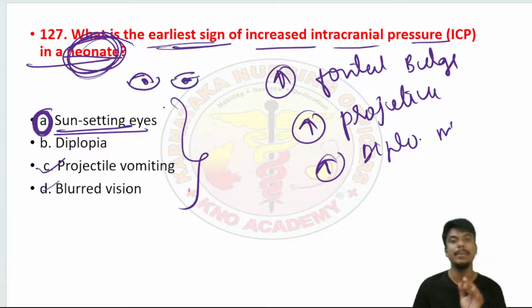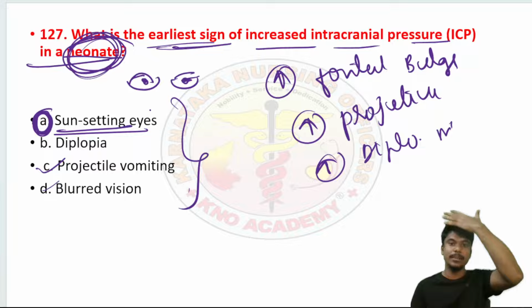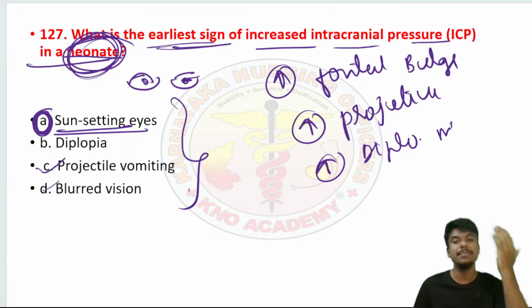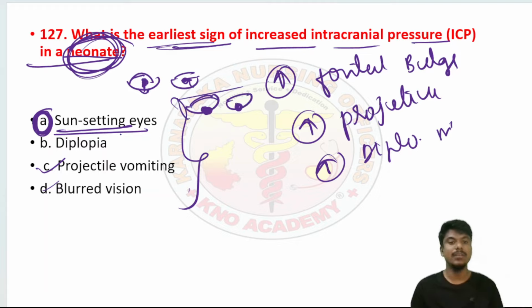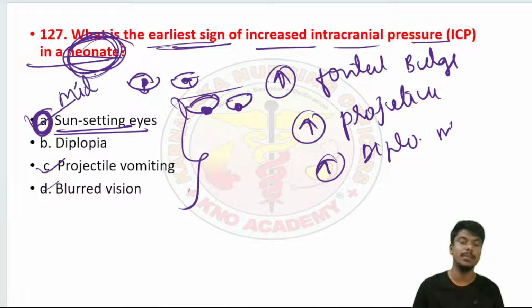In an infant, what will happen if there is compression of the midbrain? The eyelid will go up and the cornea will go down, and only the white part of the eye will be visible. That is the setting sun eye sign. The setting sun sign will be seen in raised ICP as the earliest sign. It indicates compression over the midbrain by the raised ICP. So option A is the right answer.